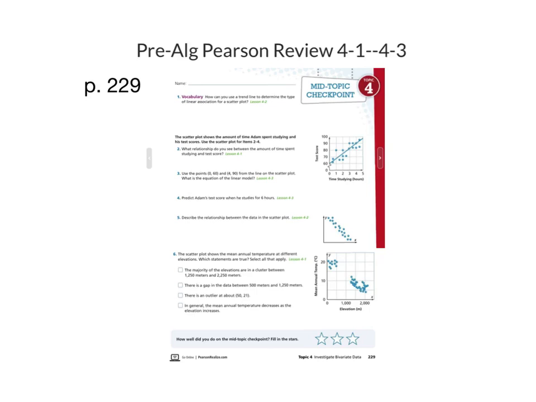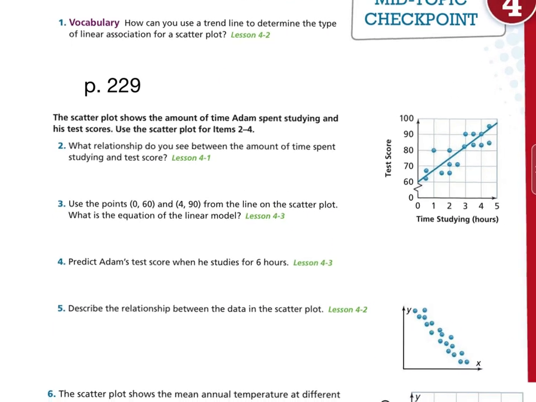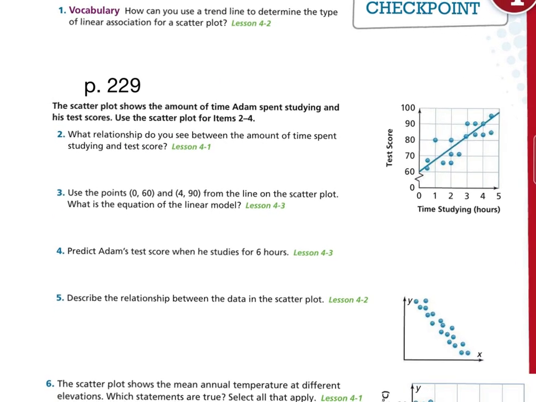We're going to do some reviewing here, lessons 4.1 through 4.3. If you look on page 229, the mid-topic checkpoint, let's look at number 2. The scatter plot shows the amount of time Adam spent studying and his test scores. Use the scatter plot for items 2 through 4. So number 2, what relationship do you see between the amount of time spent studying and the test score?